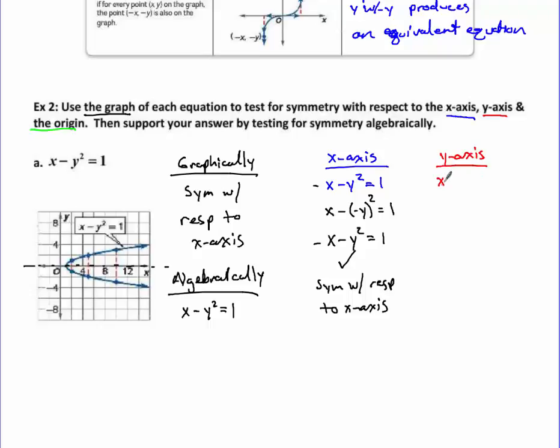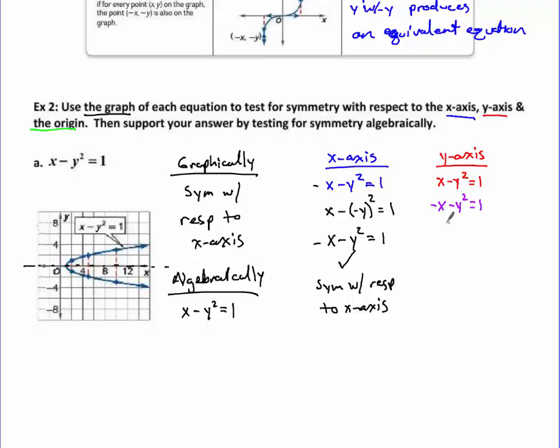And just so you can see it fail, we're going to do the y-axis. Okay, so we start with our x minus y squared equals 1. And we're going to do the same thing we just did, except to test for symmetry with the y-axis, we need to plug in a negative x. So we're going to do negative x minus y squared equals 1. Now, there's no more simplifying we can do. I can't reorder this in any way.